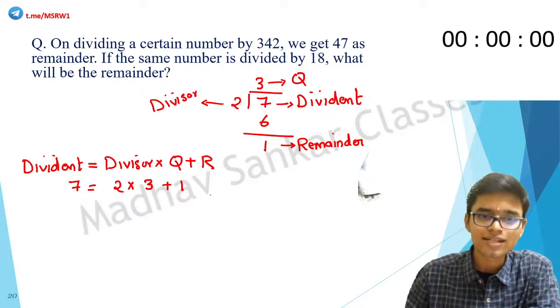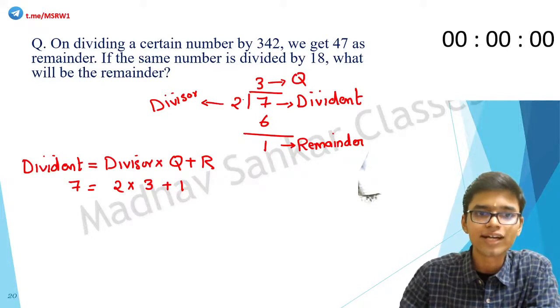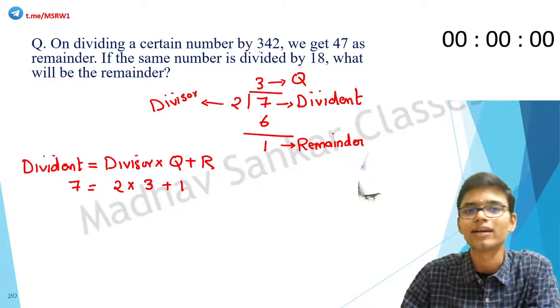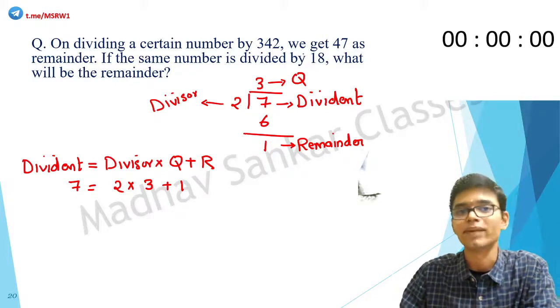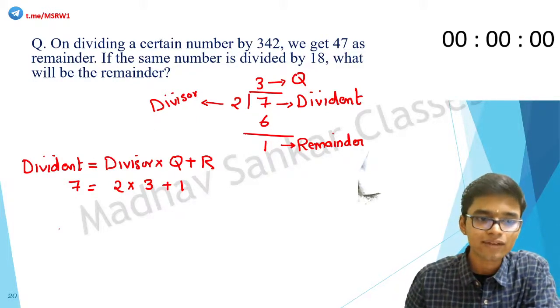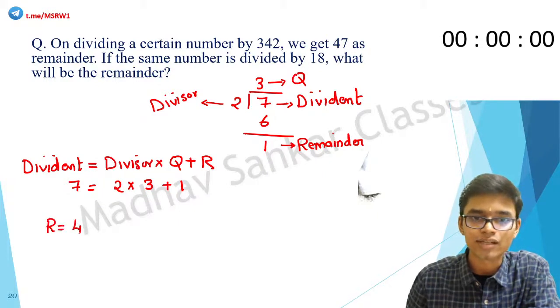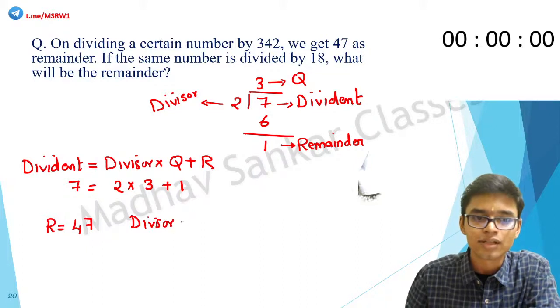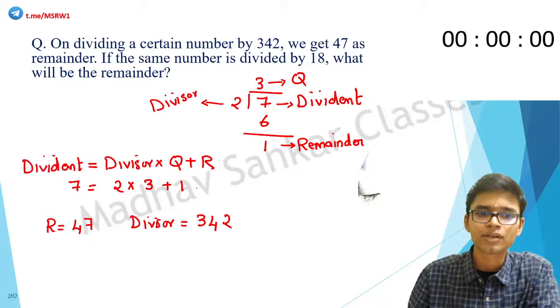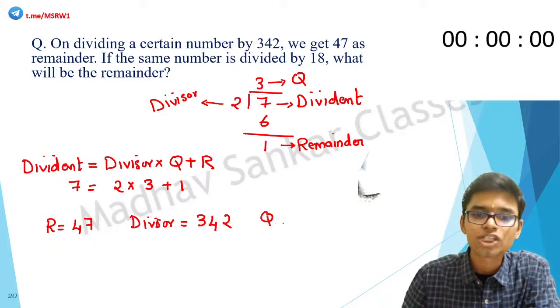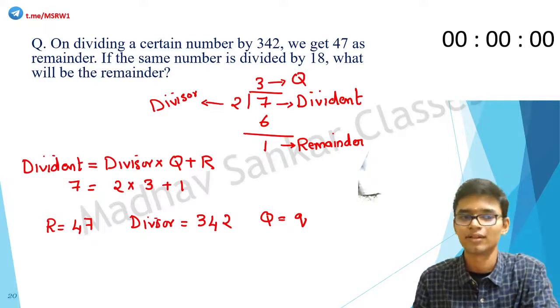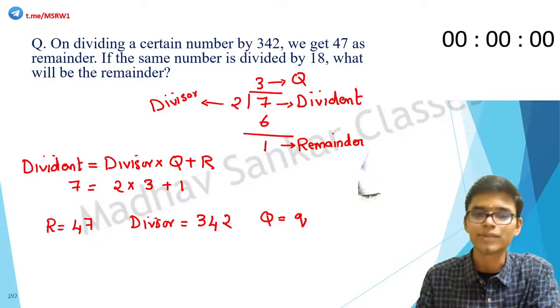All right. So let's say that on dividing a certain number by 342, we get 47 as the remainder. So we have the value of r equal to 47, and the divisor is equal to 342. We don't know the number, so we are going to assume that the quotient is, say, q. Let the quotient be q.